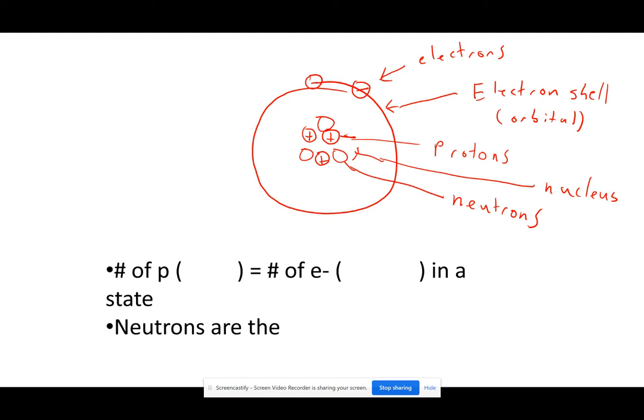Now, there's a couple things that I want you to know about protons and electrons. So first of all, protons have a positive charge. That's from the plus sign. Electrons have a negative charge.